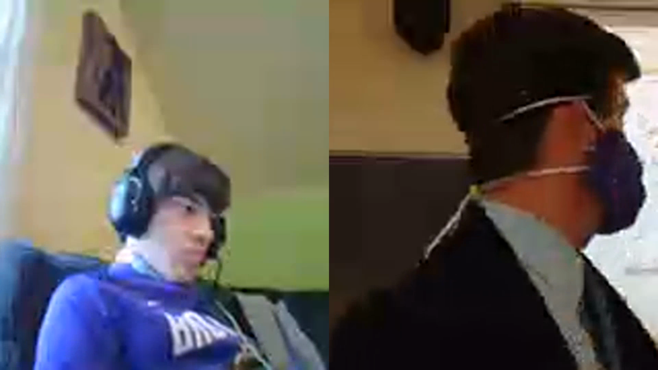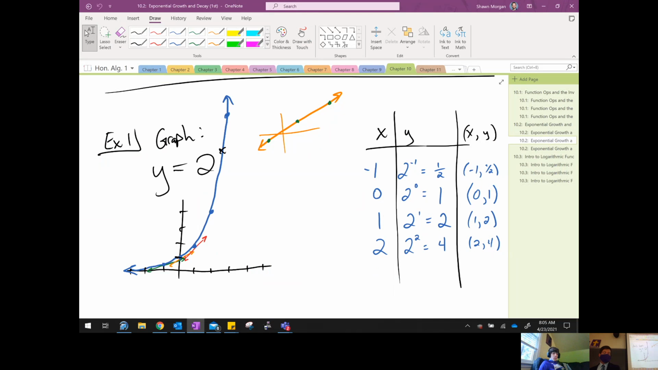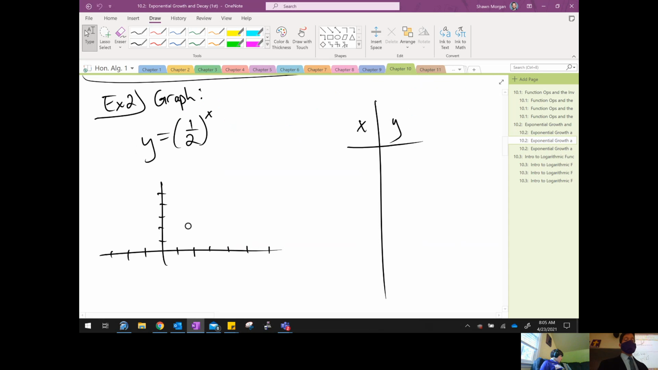Wednesday, where we looked at this curve right here, y equals 2 to the x. And we said this is called exponential growth because the base was more than 1. If the base is more than 1, it's exponential growth. Here in example 2, we're looking now at an example where the base is less than 1. So this is not going to be exponential growth.